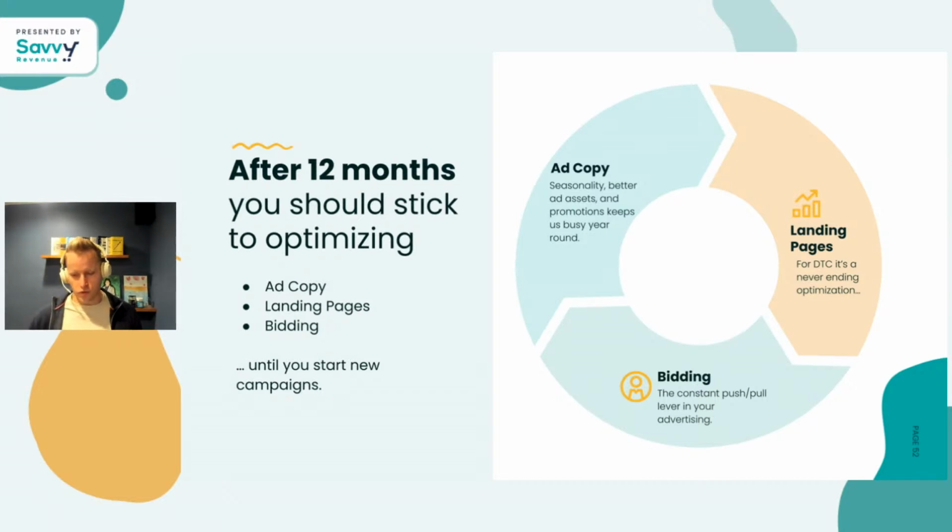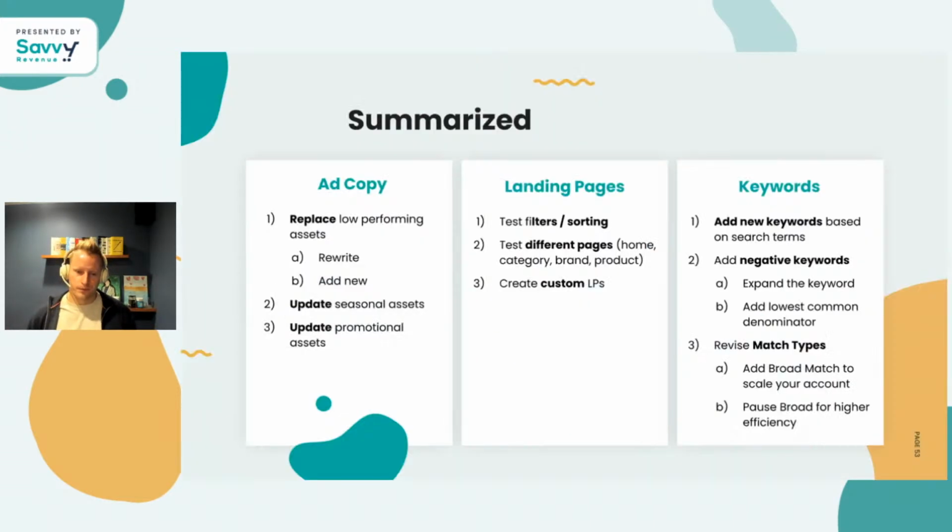All like constant push and pull. These are the three things you should be focusing on. You can't, at one point in time, find more keywords. So ad copy, landing pages, and bidding. Boom, boom, boom, boom, in a constant routine and a constant frequency. You just do the same thing over and over again.